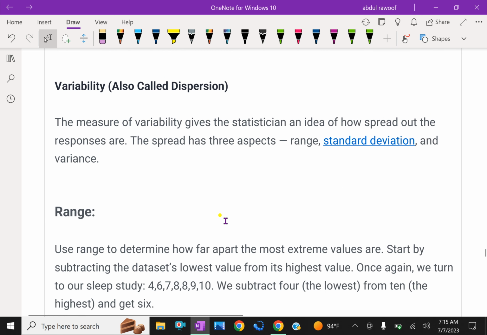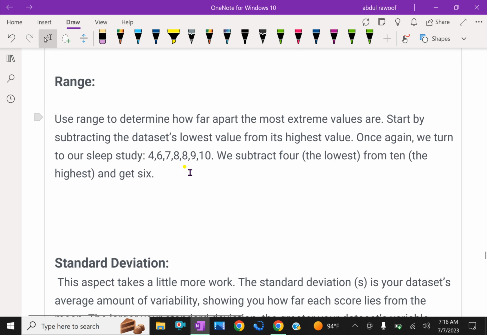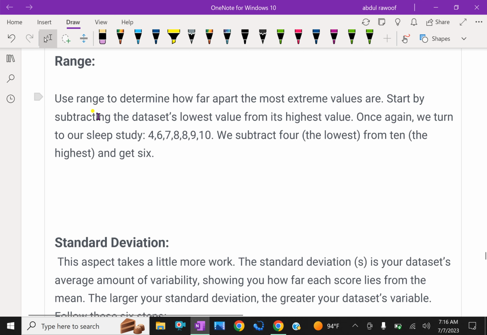Variability, also called dispersion. The measure of variability gives the statistician an idea of how spread out the responses are. The spread has three aspects: range, standard deviation, and variance. Range: use range to determine how far apart the most extreme values are. Find it by subtracting the dataset's lowest value from the highest value. Here it is arranged in ascending order. The highest is 10, the lowest is 4, the subtraction is 6. So the range is 6.